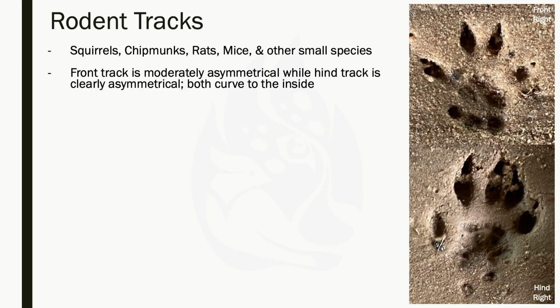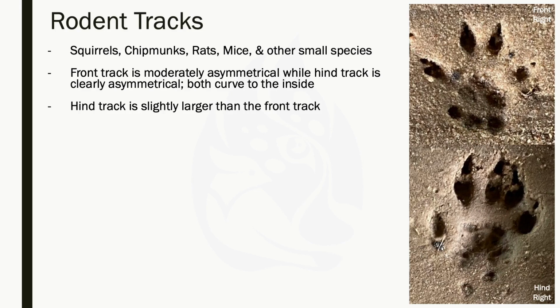Then also we'll notice that with rodent tracks, we typically get somewhat of a curvature to the inside of the track. So if I draw a line from the bottom of this front track up through the top of it, I'll see that it kind of curves up into the inside. So these are both right tracks, and we can see that clearly here, that curvature.